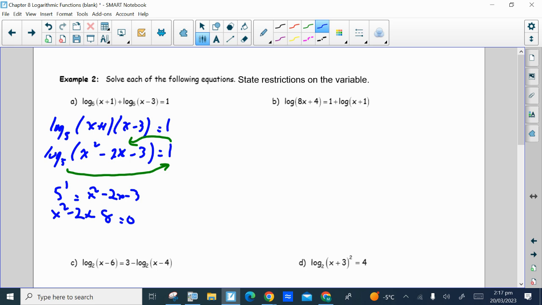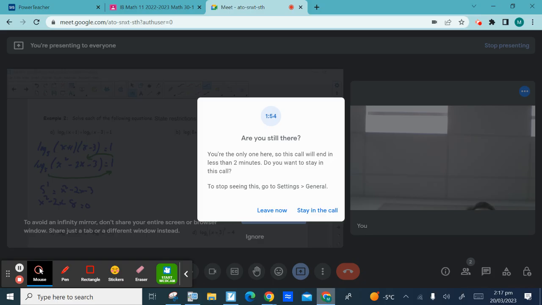If you made the right side a log by going log base 5 of 5, and then you drop the log base 5s from both sides, you would get x squared minus 2x minus 3 on the left, equaling 5 on the right, which is exactly what we have right below that. So either way, you're going to get the same expression.